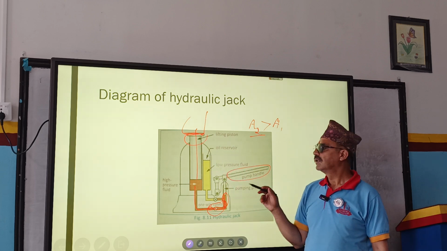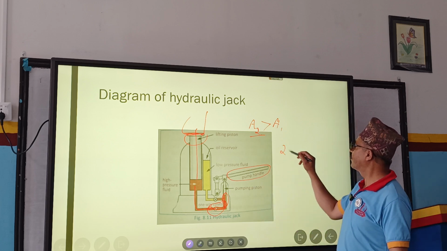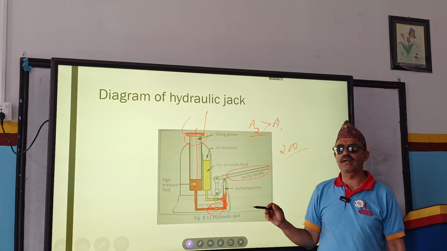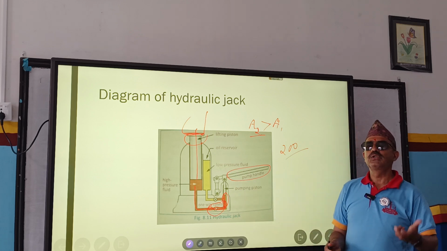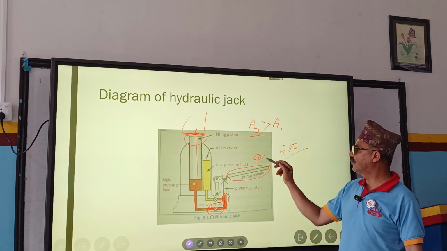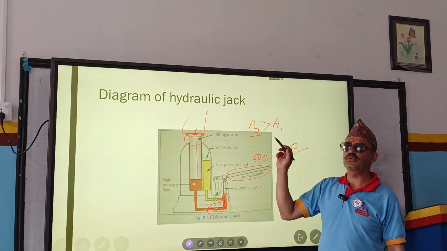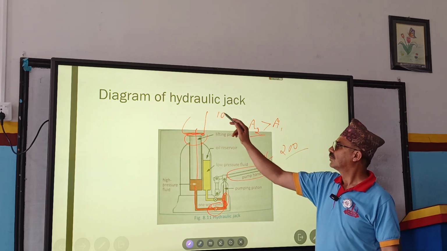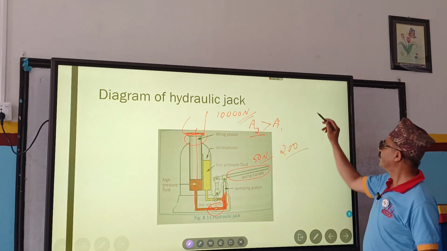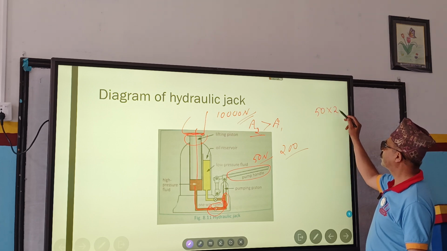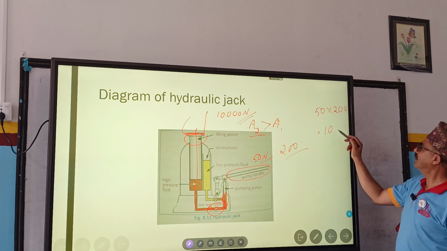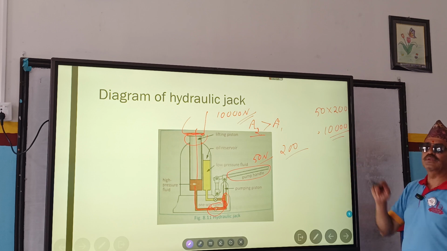Suppose their ratio is 200, suppose the area of the large piston to the small piston is 200, then we can lift a 200 times heavier load also. Like if you apply here 50 Newton force, then we can lift here 50, 20, 200, how much? How much? 10,000, isn't it? 50 multiplied by 200. How much does it come? 10,000 Newton can be lifted.